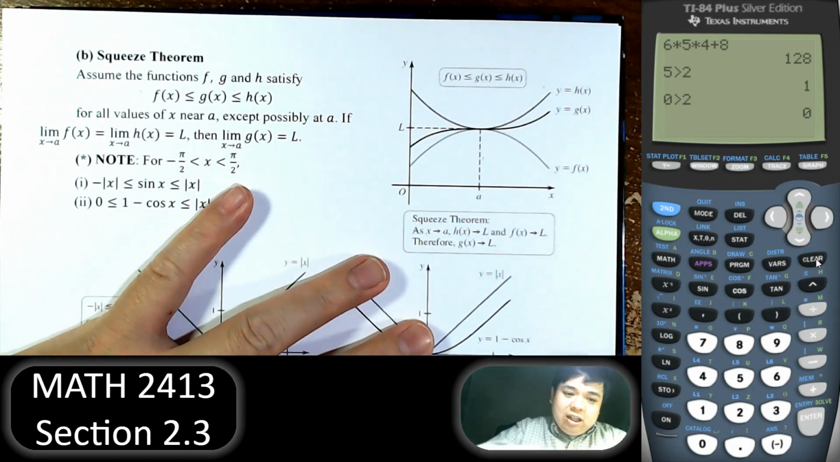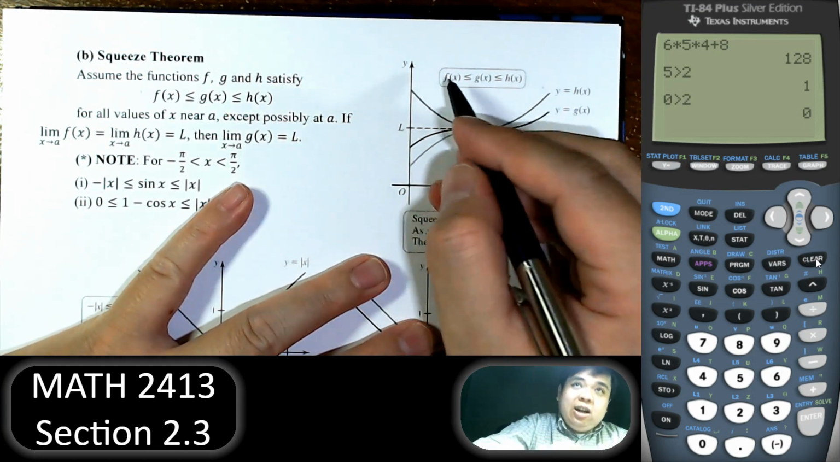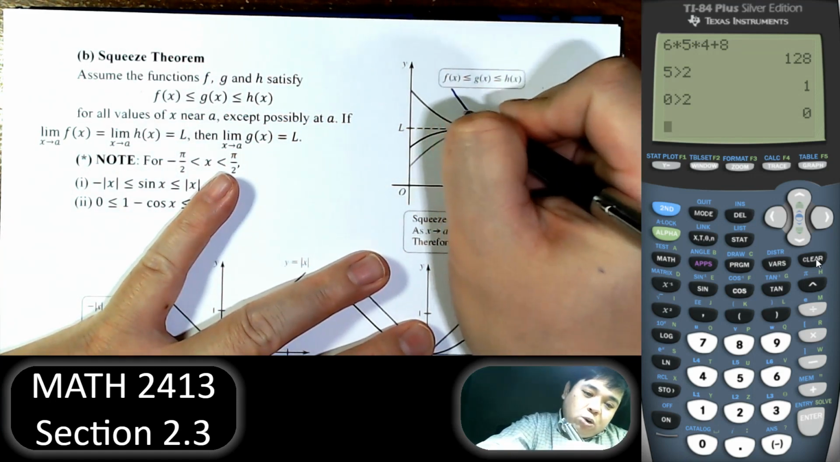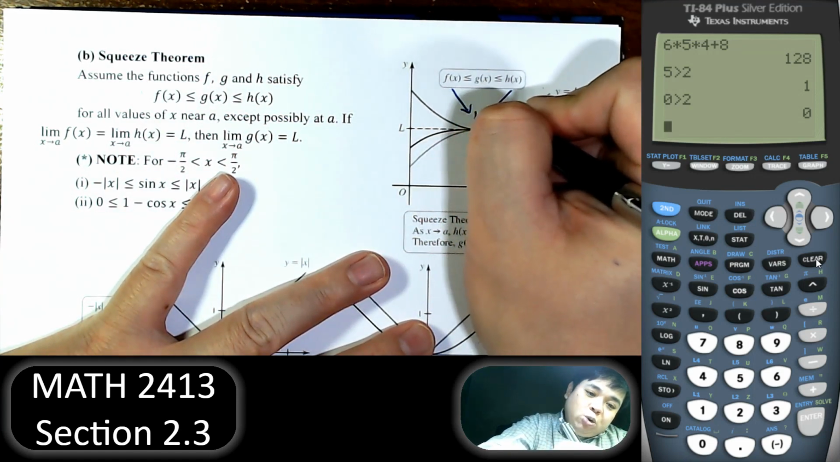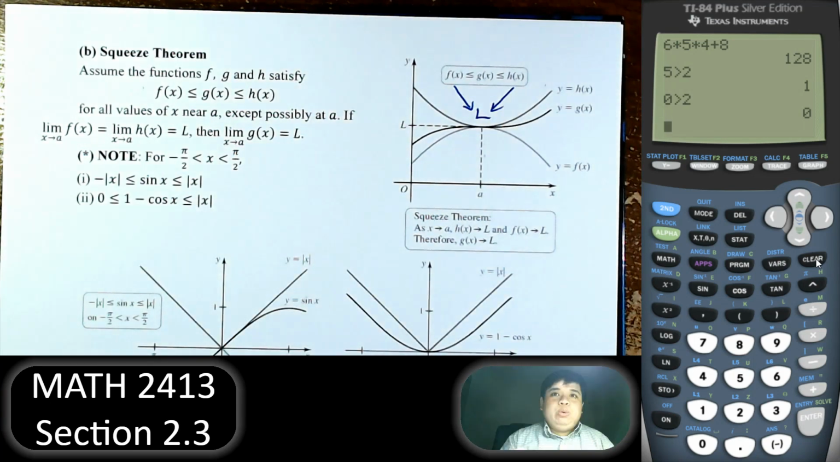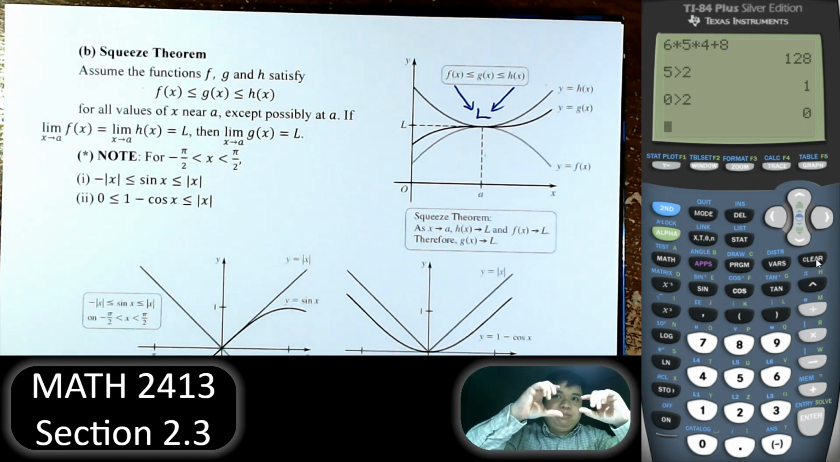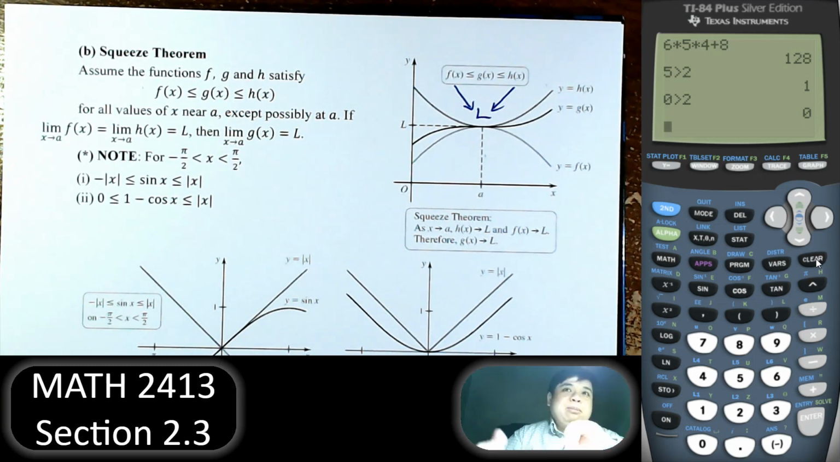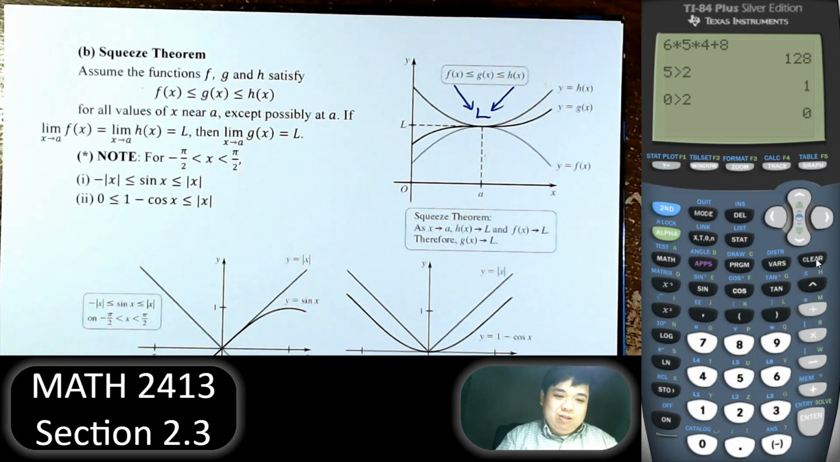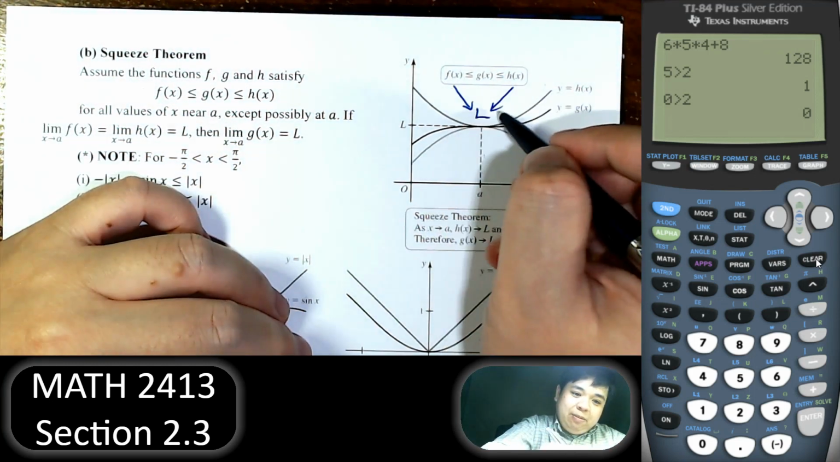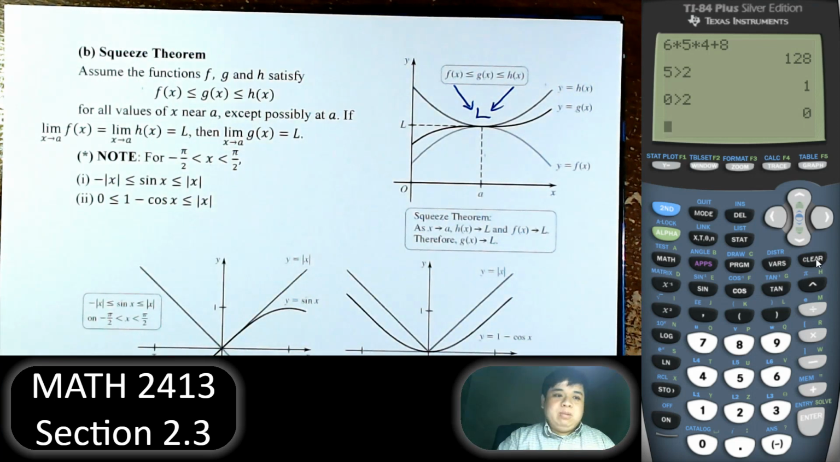So think about this. If we have this in order, and this one goes to L and this one goes to L, it forces the middle to go to the same number, right? That makes perfect sense. In French, I think they call this a sandwich theorem, just like two pieces of bread with a ham in the middle, for example. So if both of them go to the same number, the middle has to go to the same number. That's why I mentioned earlier, it's very easy to understand.